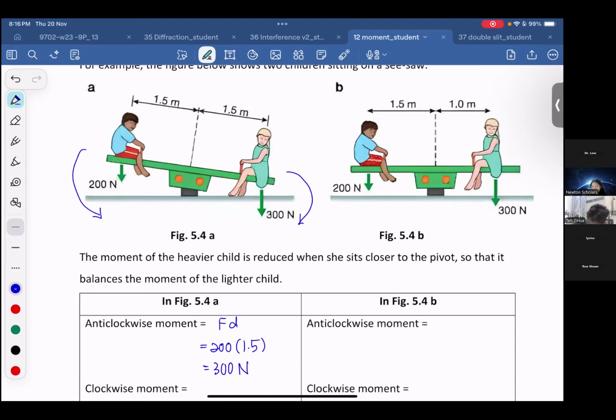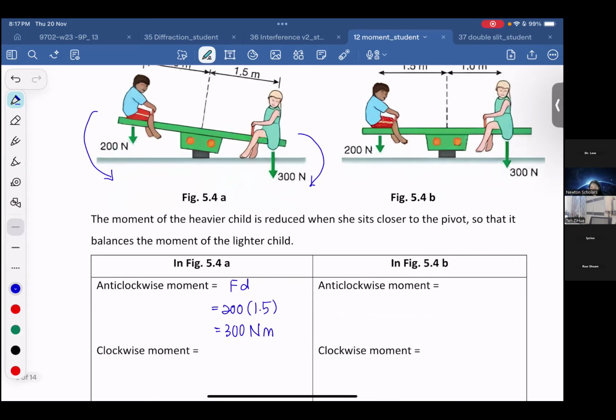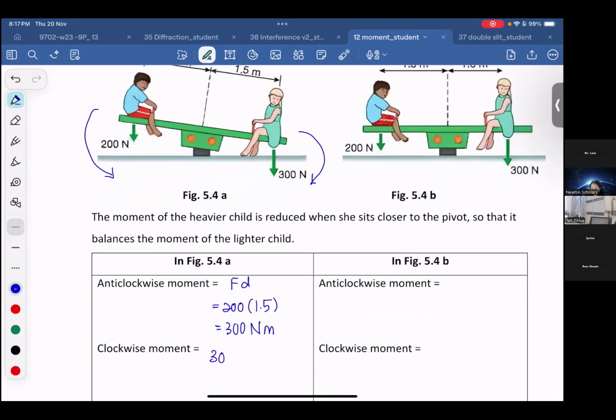The unit is Newton. Look at the distance that we use. We write meters, so this is Newton meter. How about the clockwise moment? Look here. The girl is 300 Newton times 1.5. So my answer is 450 Newton meter.